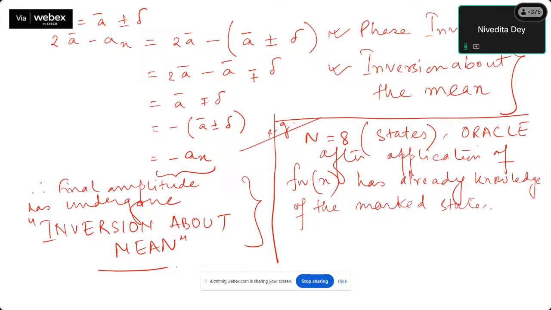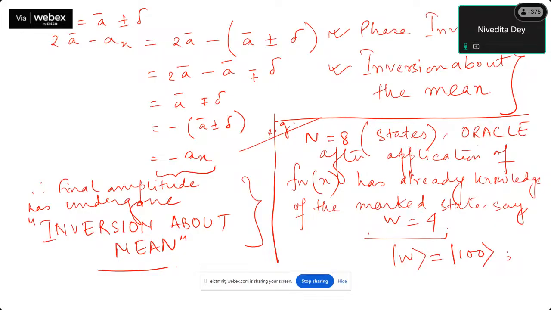And what is that state? Say that W is equal to 4. That is a marked state. That means KW is nothing but 100. That is the set.